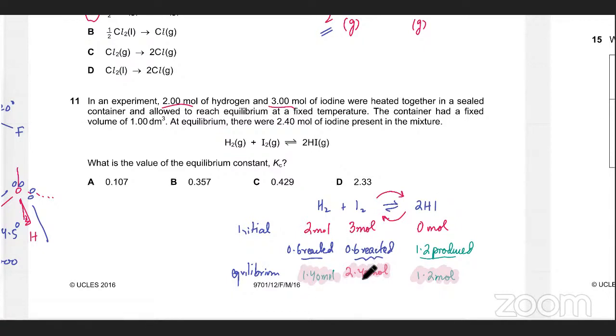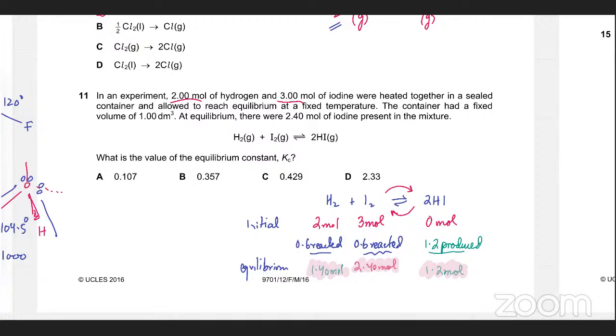You started off with 3, you ended up with 2.4. That means 0.6 have taken part in the reaction. So if 0.6 are reacting with 0.6, on the other side, they're going to produce 1.2. So here the moles would increase because 1.2 are getting produced. And over here, the moles would decrease because 0.6 moles are getting used up. So you have your equilibrium moles. And you convert those moles into concentration. He's given us the volume as well. Concentration is moles over volume. Dividing by 1 in this case is kind of pointless. You get the same thing.